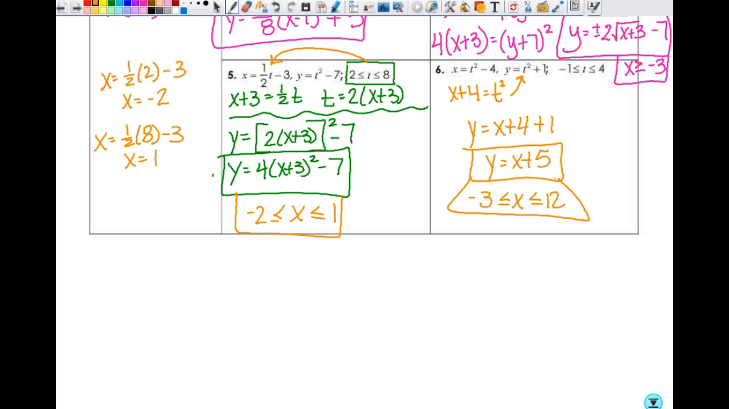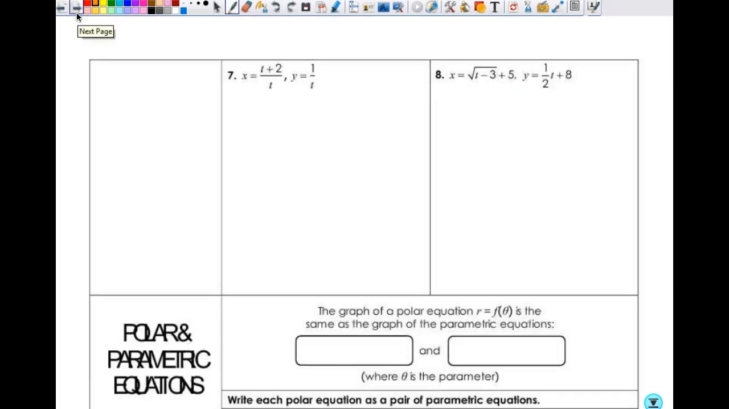All right. Let's look on the back. On number 7, you're going to take the y equation, solve that one for t, substitute it in, and work it out on your own. Go for it.